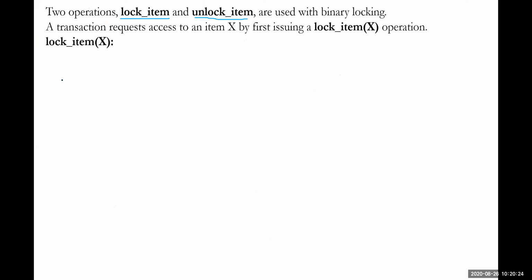So this algorithm is, if you are supposed to operate lock item of X, then what will happen? Okay, don't worry about this B. B is a label.